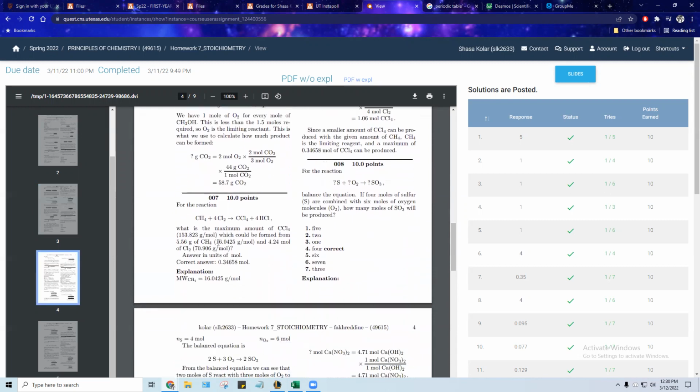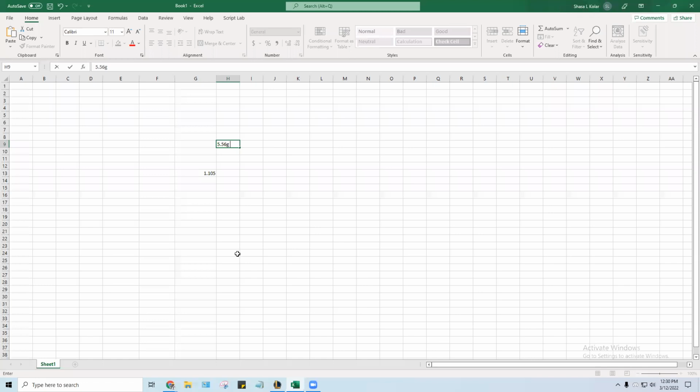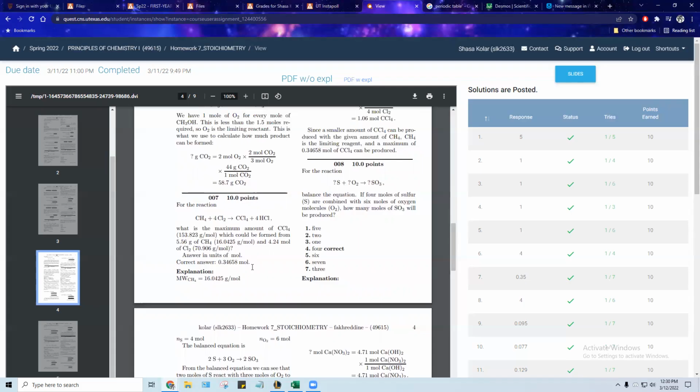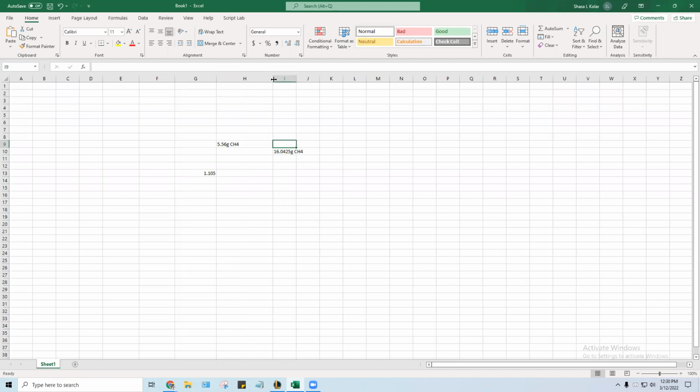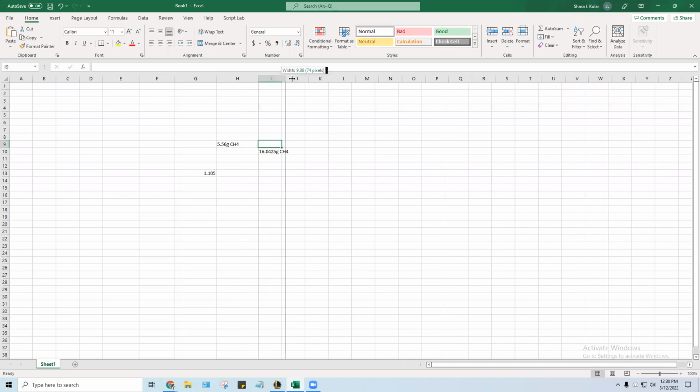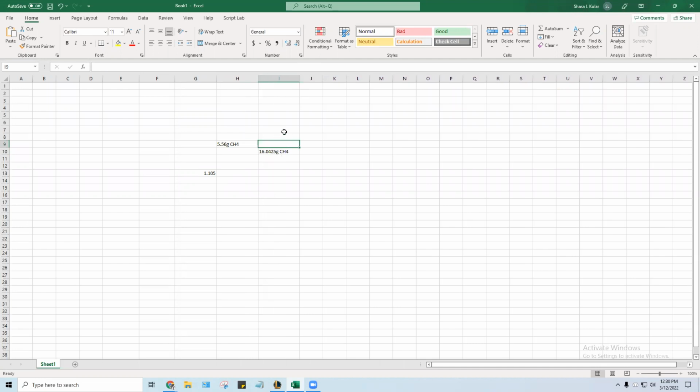So 16.0425. How many moles of CH4? 16.0425 grams of CH4 is 1 mole of CH4. Let's see if I can make it. I do not know how to use Excel well enough. I should find out.